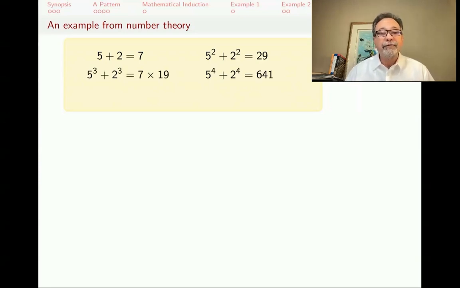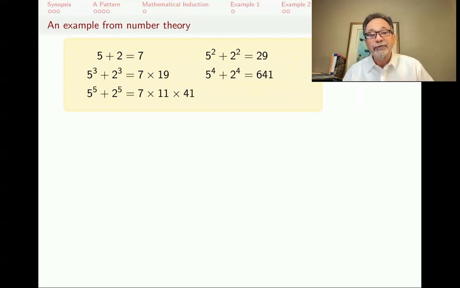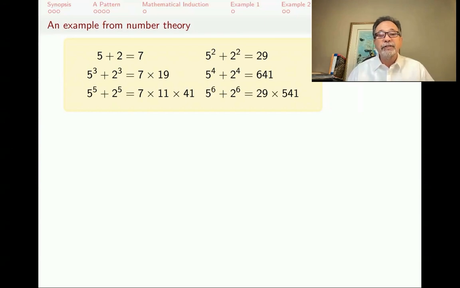Then I might do 5 to the 4th plus 2 to the 4th. I get 641. I do 5 to the 5th plus 2 to the 5th. I get 7 times 11 times 41. I figured out what the answer is, and I factored it using prime factors. And 5 to the 6th plus 2 to the 6th is 29 times 541. So what? What pattern do I see here?